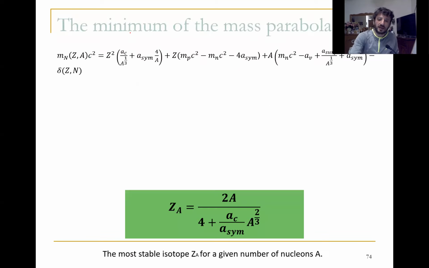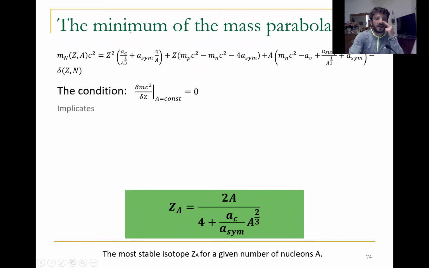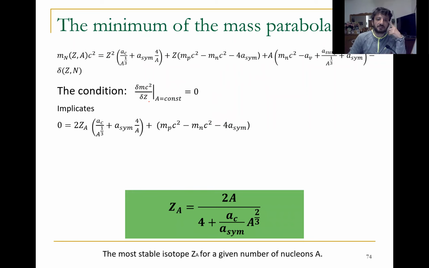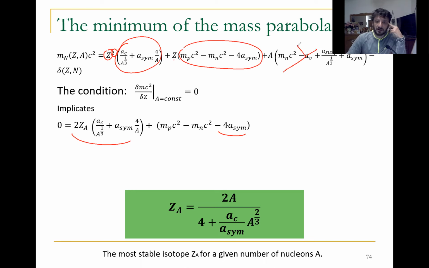Okay, now we go back to the condition. To calculate, we have to differentiate delta m divided by delta z. Here we get 2z times this one. Here we get z, m_p c square minus m_n c square minus 4a symmetric. And here we have a constant and constant.